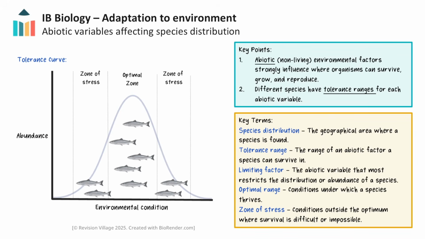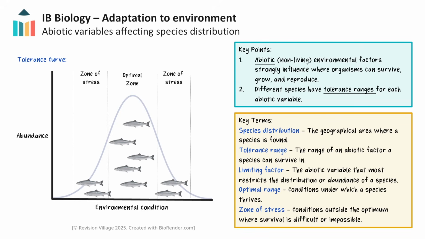In the middle of the graph is the optimal zone. This is where conditions are just right for the species, where it can grow, reproduce, and thrive. For example, fish species may have an optimal temperature range where they are most abundant and active.